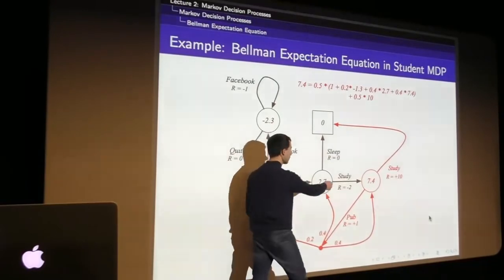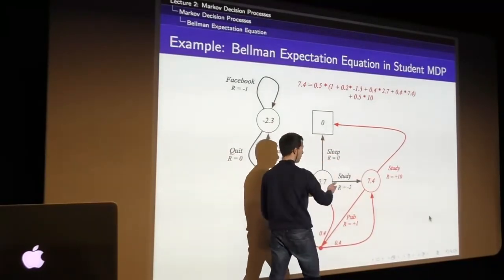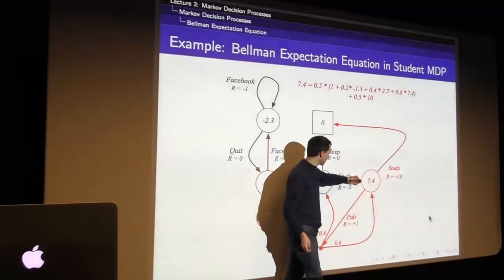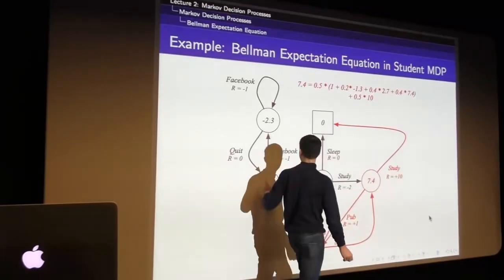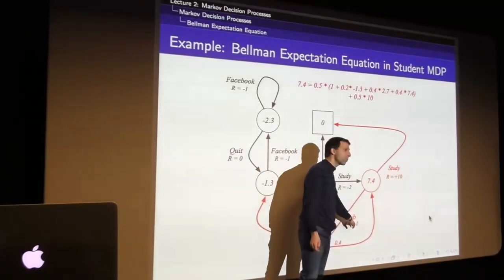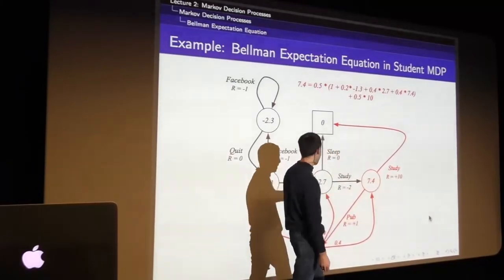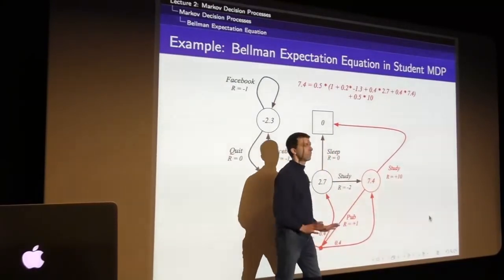Right. So you can think of this as basically telling you the dynamics. If you take this pub action, you're basically going to be teleported to here, here, or here. You'll get a +1 reward along the way, and the probability of ending up here, here, or here is given by these numbers. That's what it means.